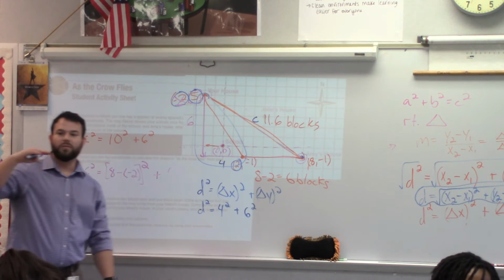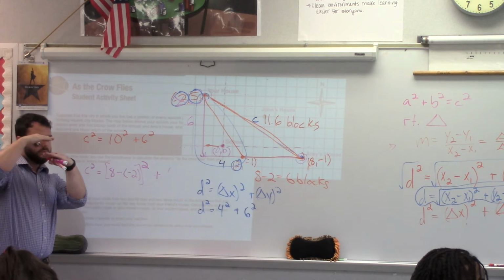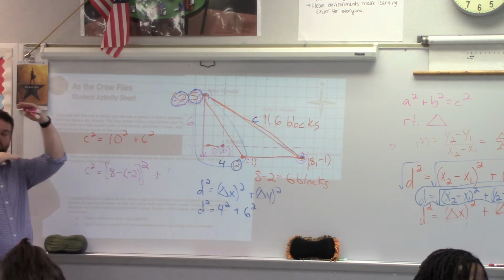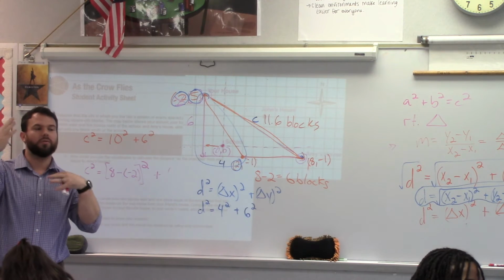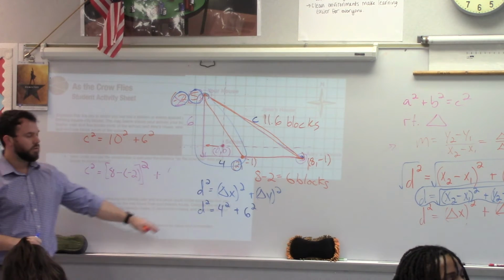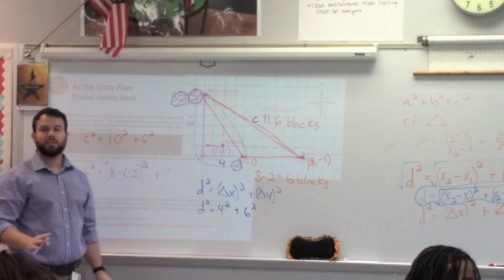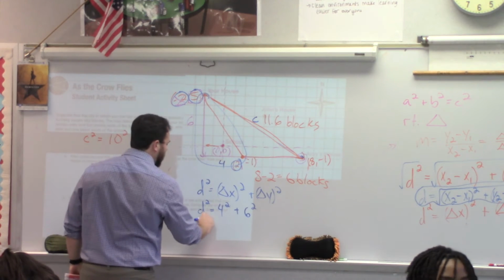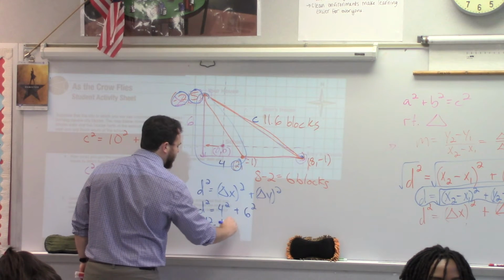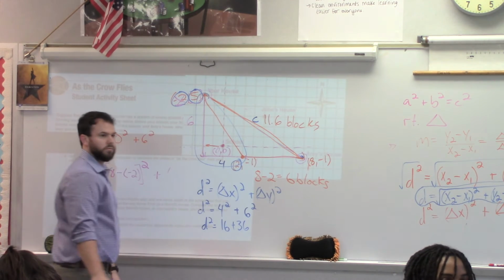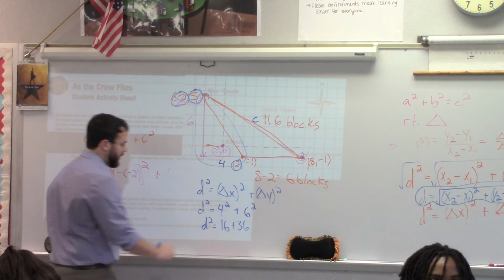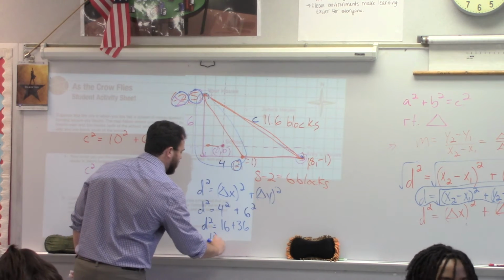Because how far is -1 from 0? 1. How far is 0 from 5? So it's a total of what? 6. D squared is equal to 4 squared plus 6 squared. That's it. Put it into the calculator at that point. D squared is equal to 16 plus 36. It's 52. And so D squared is equal to 52.